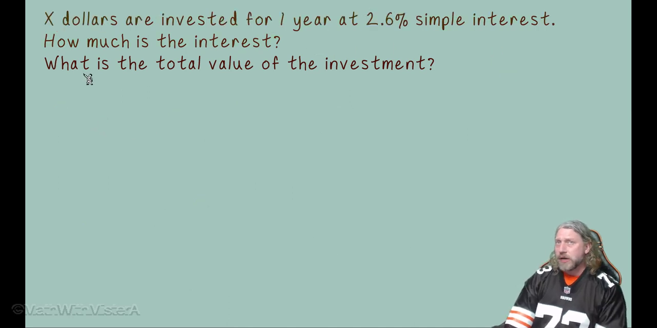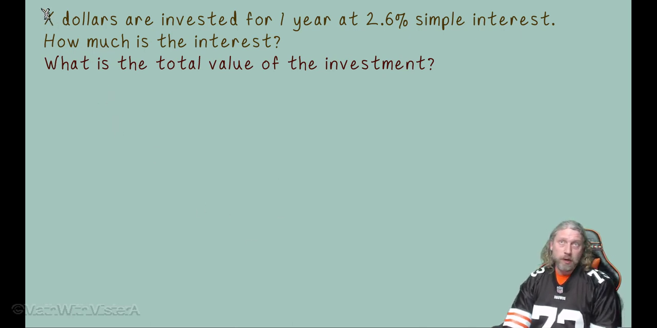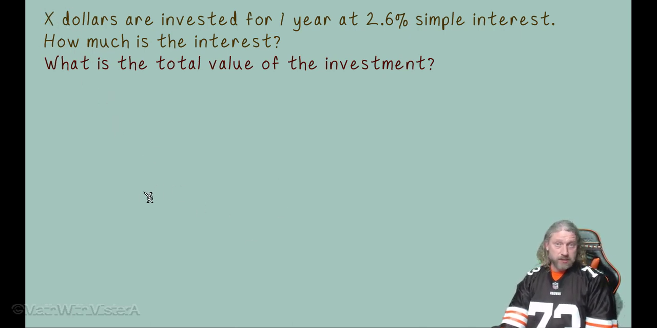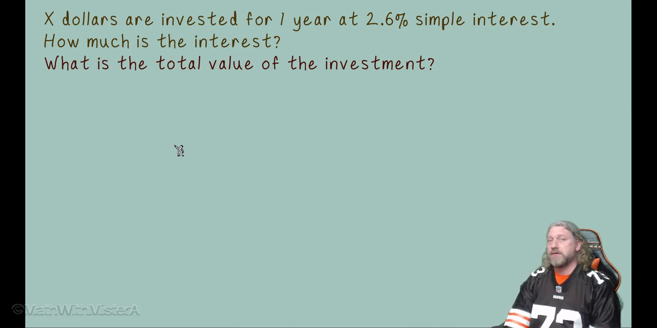We're looking at this situation where X dollars, an unknown amount of money, which we're representing by the variable X, are invested for 1 year at 2.6% simple interest. How much is the interest, and what is the total value of the investment? We have an unknown quantity, so we're going to assign that variable X to represent the principal for this investment.